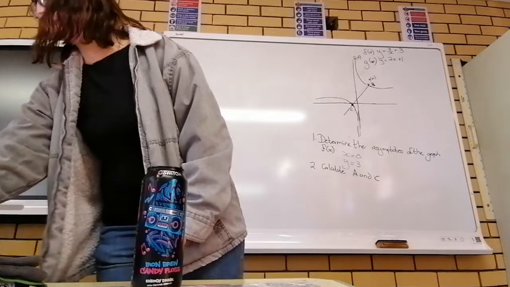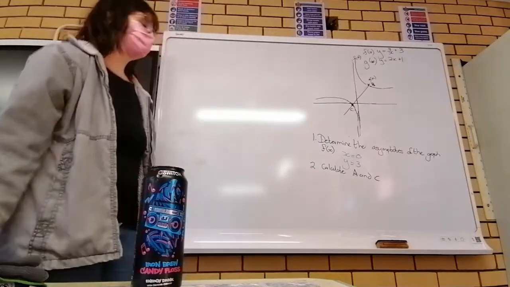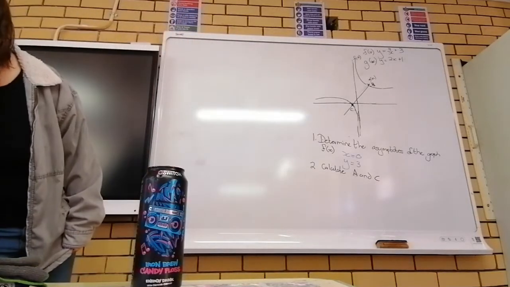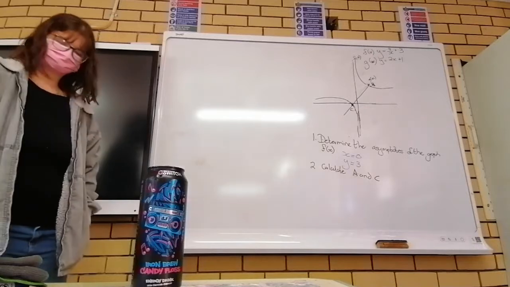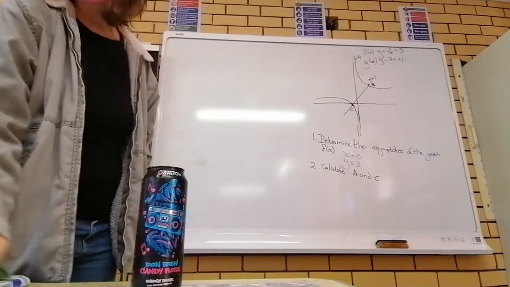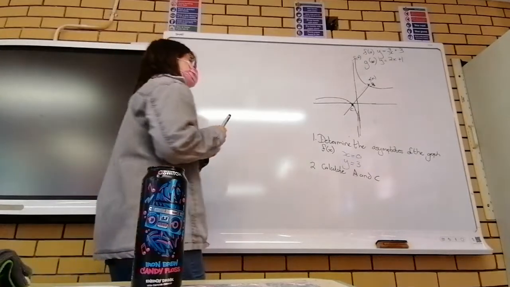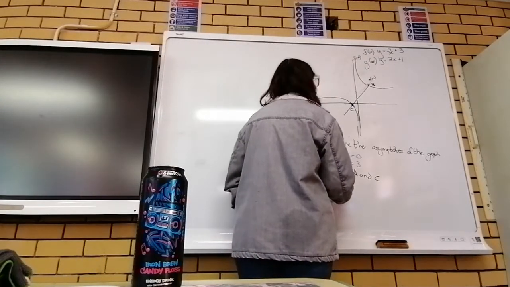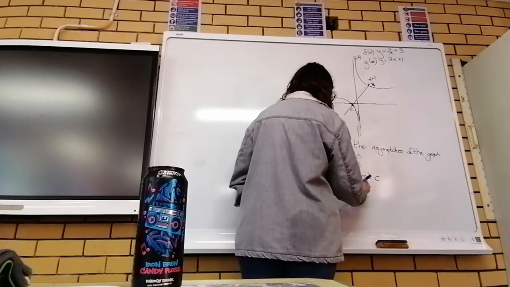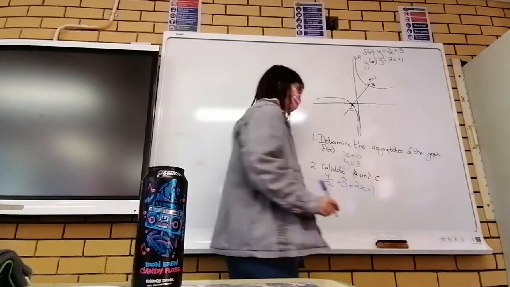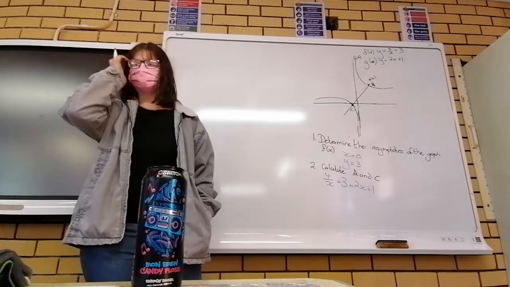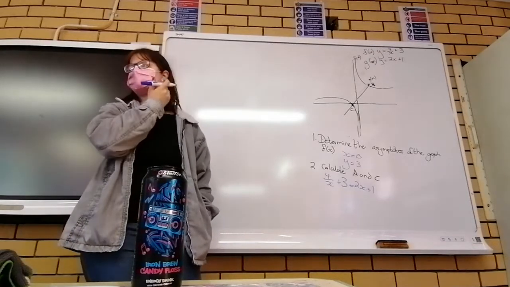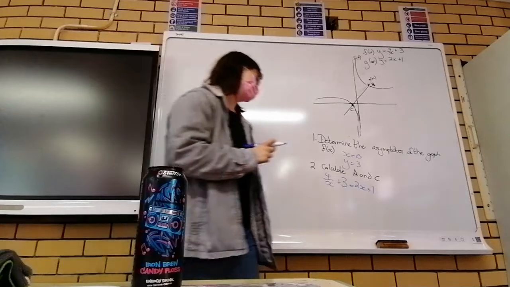Alright guys, so it says determine the coordinates of A and C, and we have two graphs. Alright, so the first thing I do is I make my graphs equal to each other. So we've got 4 over x plus 3 is equal to 2x plus 1. Okay? Madam, so now you change the formula to plus. Change the formula, so now it's plus 1.